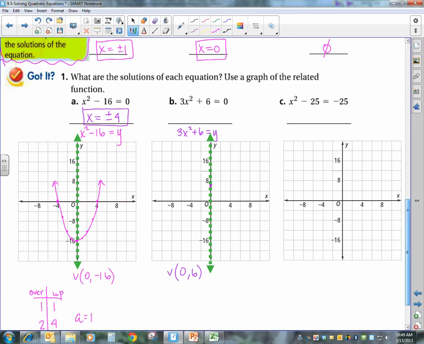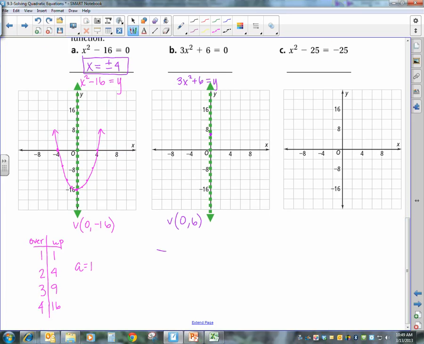And now we're going to go down and talk about our key points. All right, my key points: 1, 2, 3 and 1, 4, 9. What's my A value this time? Hopefully you see that A is 3 because it's the coefficient of my x squared term. And that means, as we have discussed, that we're going to multiply each y value by 3. My x value doesn't change. 3 times 1, 3 times 4, 3 times 9.